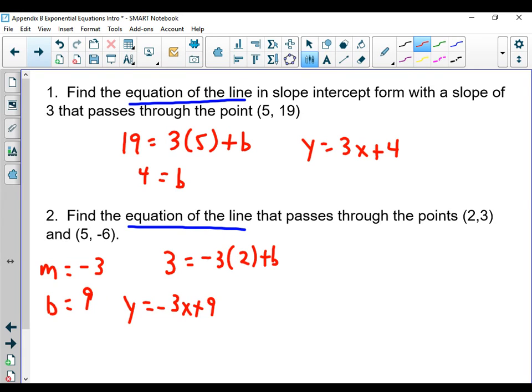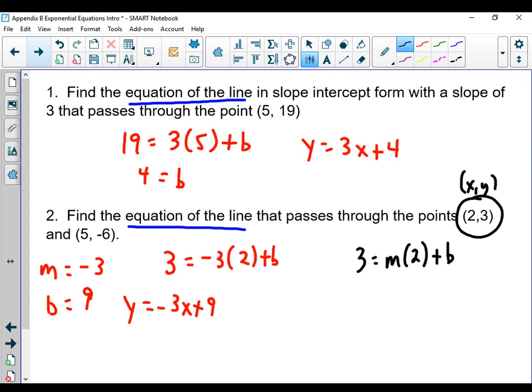Anybody try this? I know my goal is to find y equals mx plus b. When I have this ordered pair, I really have an x and a y. So if I plug 3 in for y, I don't know m, but I do know x, it's 2. And I don't know b. So maybe I write that equation.